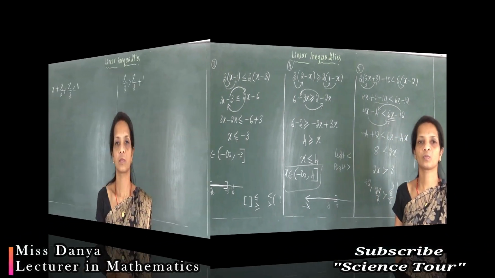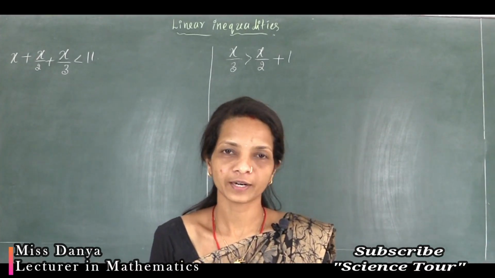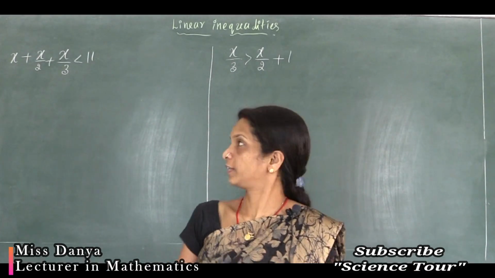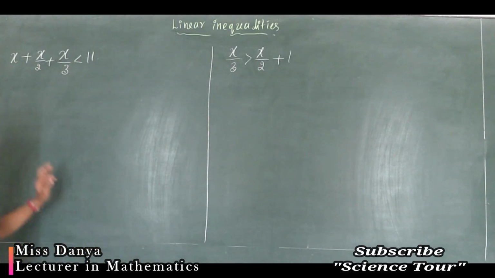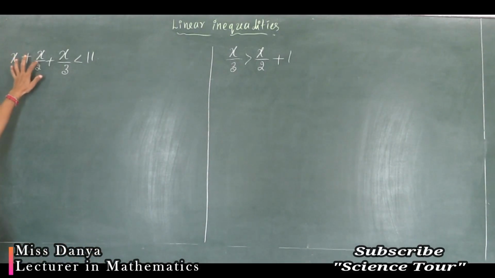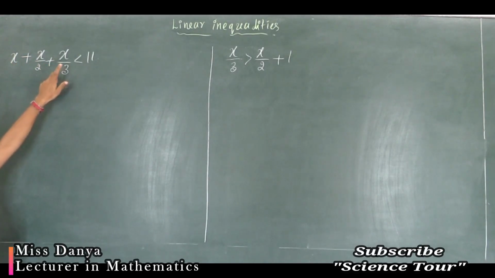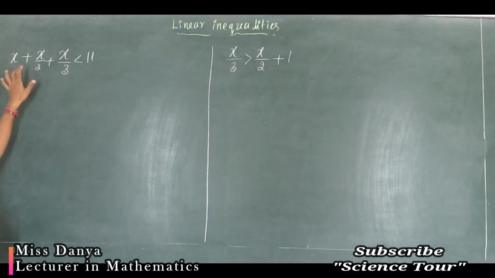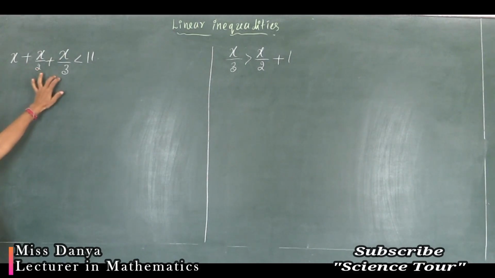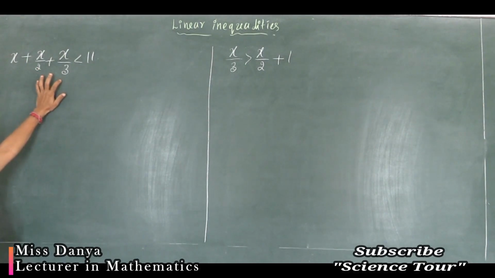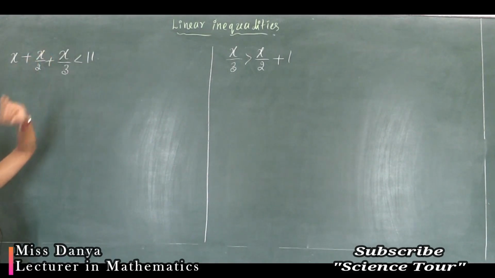Okay, next problem: solve the inequality for x. x plus x by 2 plus x by 3 is less than 11. Suppose you have denominators like this. If you have more than one denominator, then you have to take the LCM of these denominators. 2 and 3, the LCM of 2 and 3 is what? That is 6. By that LCM, you have to multiply throughout the inequality.